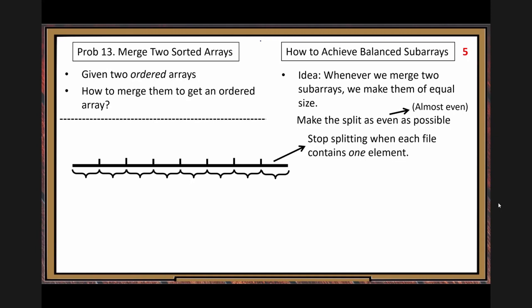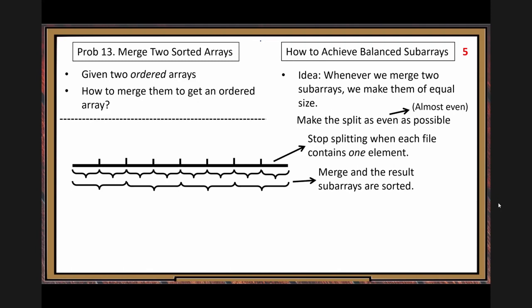Then the second round of merging. You also merge two adjacent ordered subarrays. The merge details we will get to after this slide. Here we just assume we already have the merge operation. We just merge two adjacent ordered subarrays. Then keep merging like this, round by round. At the end, you merge all the subarrays into one big ordered array. The whole array is ordered. That's the idea. That's merge sort.